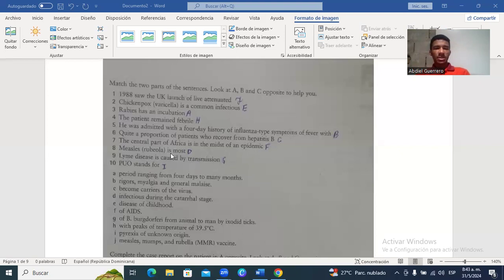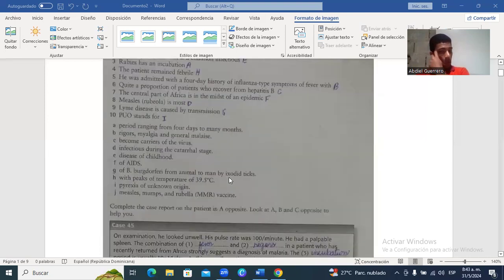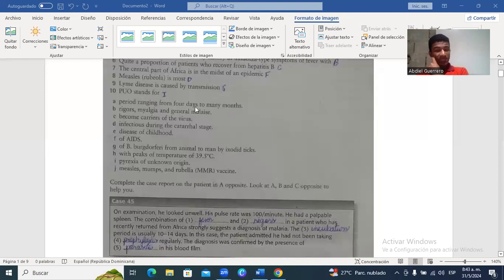Measles, rubella. Lyme disease is caused by tick transmission. G. QO stands for I. We've got the answers down.